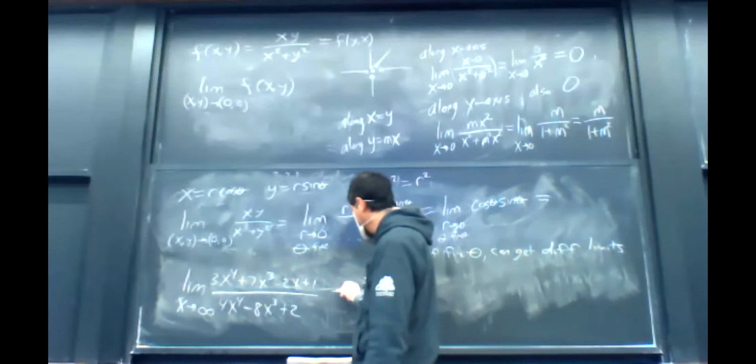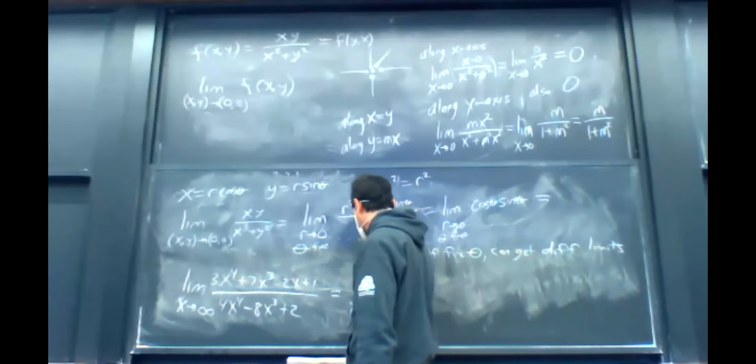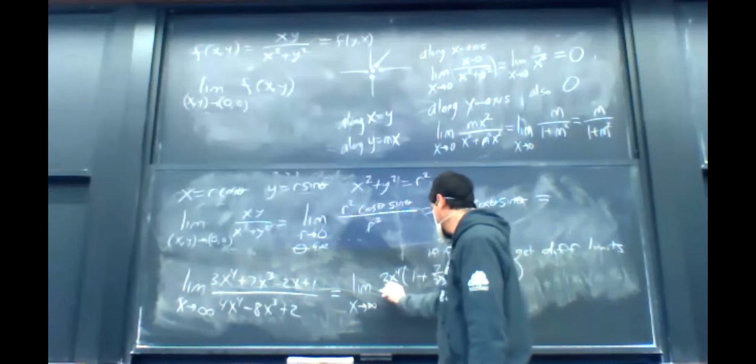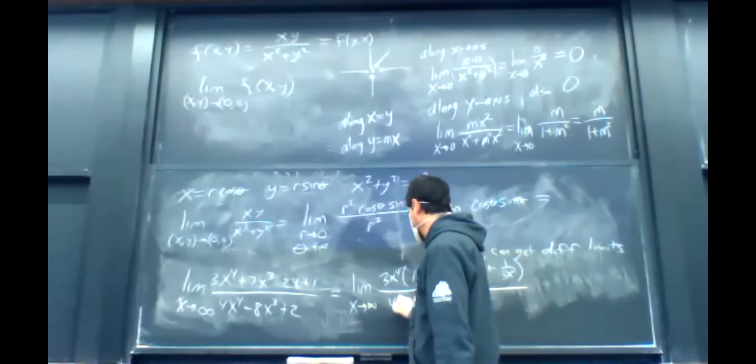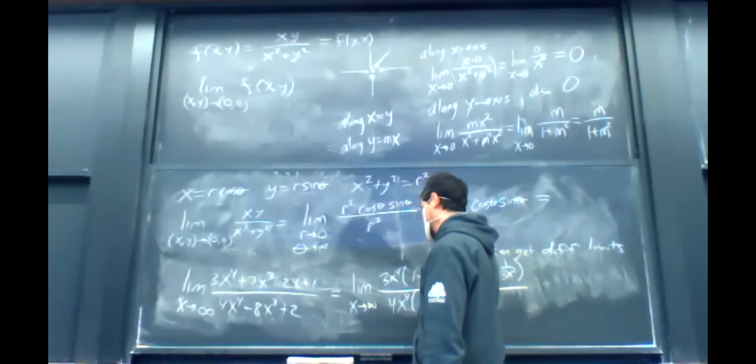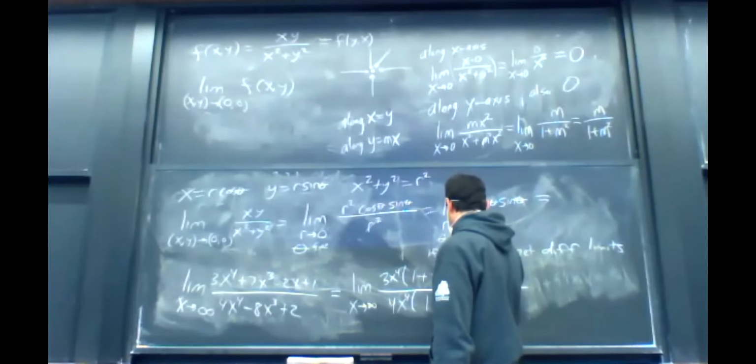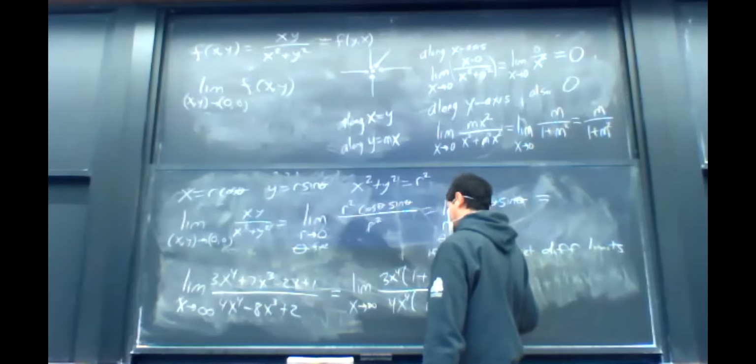So what I can do is pull out the highest power of x from the numerator and the denominator. So I can get 3x to the 4th times 1 plus 7 over 3x minus 2 over 3x squared plus 1 over 3x cubed. And for the denominator, I pull out a 4x to the 4th, and I'll have 1 minus 3 over 4x plus 2 over 4x to the 4th.